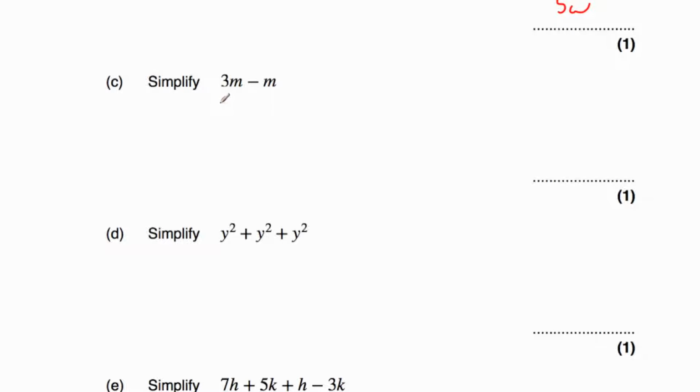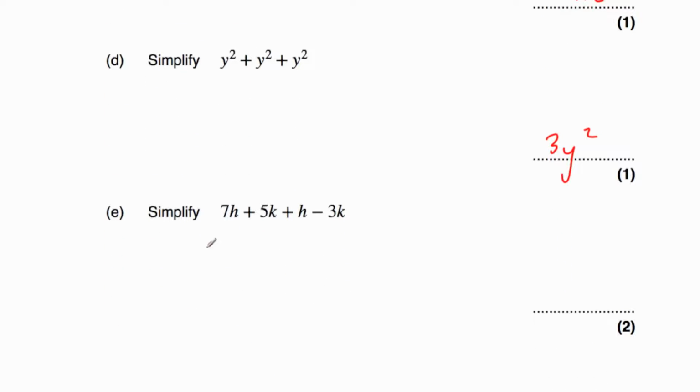Okay, question C says 3m take away m. Well, if you have 3 lots of m and you take away m, or 1 lot of m, that would leave you with 2 lots of m, so 2m. Question D says to simplify y squared plus y squared plus y squared. So altogether there we've got 3 lots of y squared, so 3y squared.